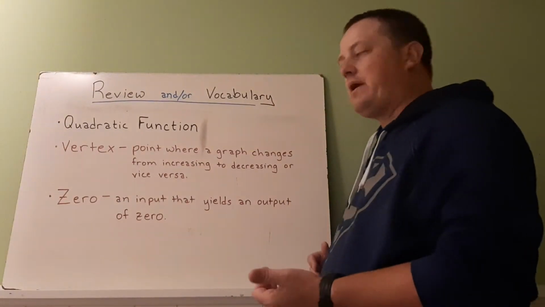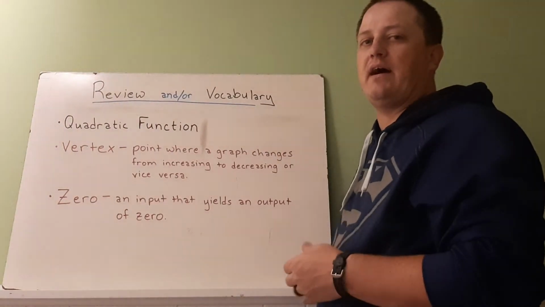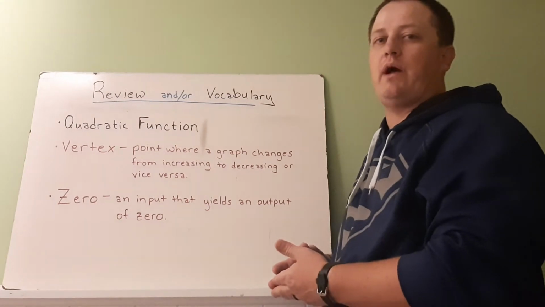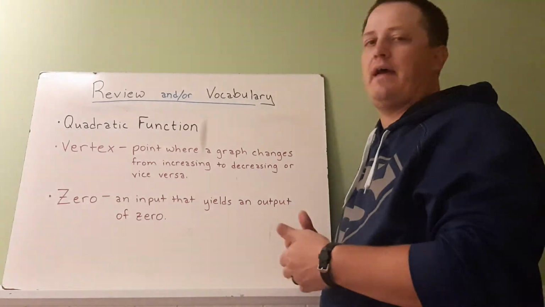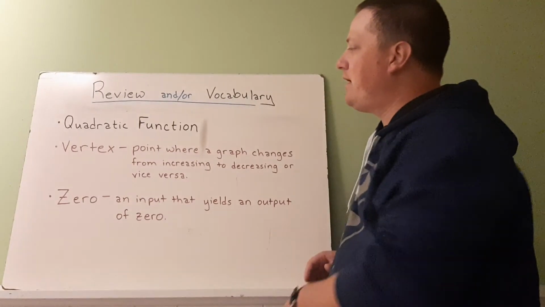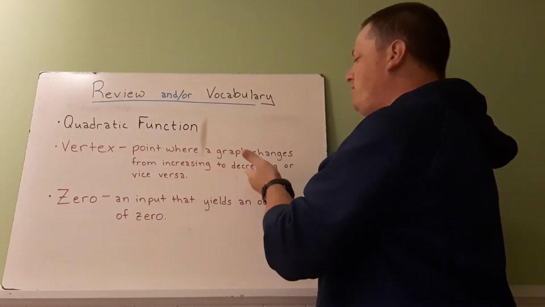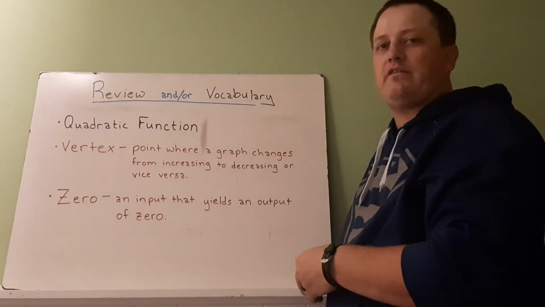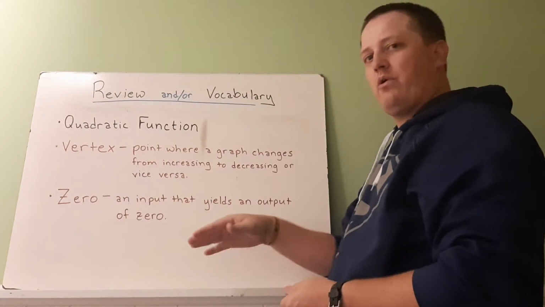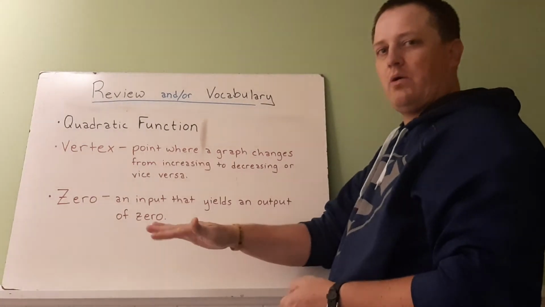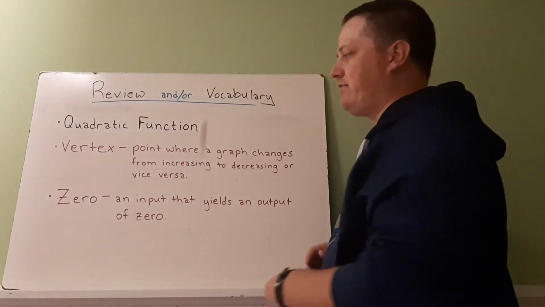All right, so our vocabulary is quadratic function, which, remember, is just the idea of taking an input, putting it into a quadratic expression, something with the power of 2, and then getting an output. Vertex, point where a graph changes from increasing to decreasing, or vice versa. So it's going up and then it hits a high point and then it goes down, or it's going down, it hits a low point and then it goes up. That low or high point is considered the vertex.